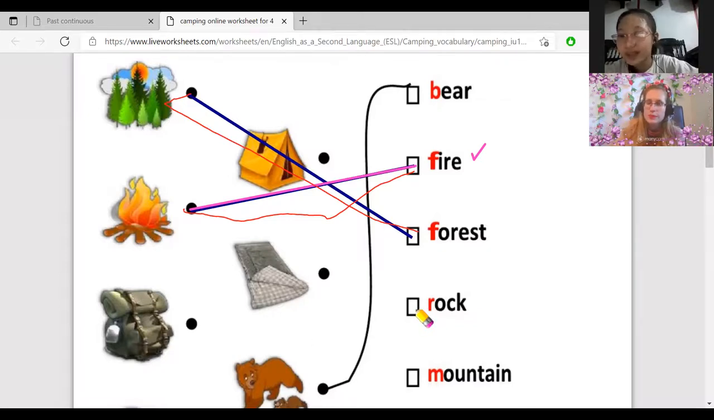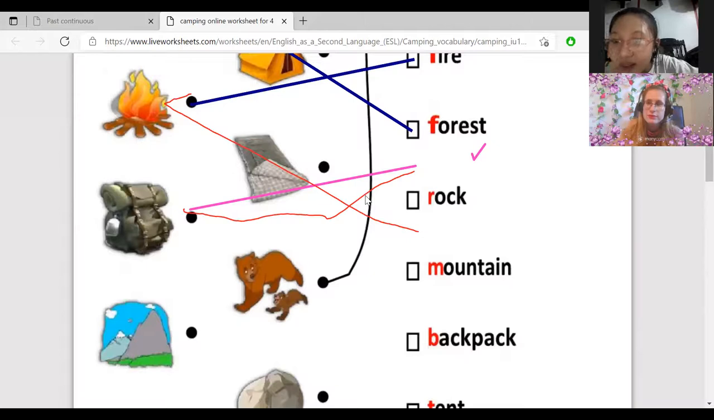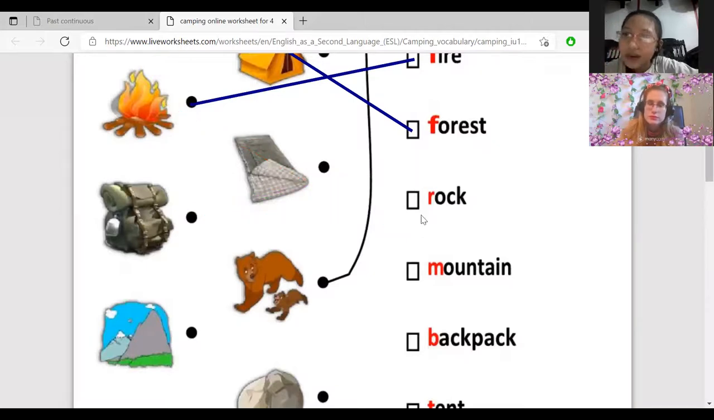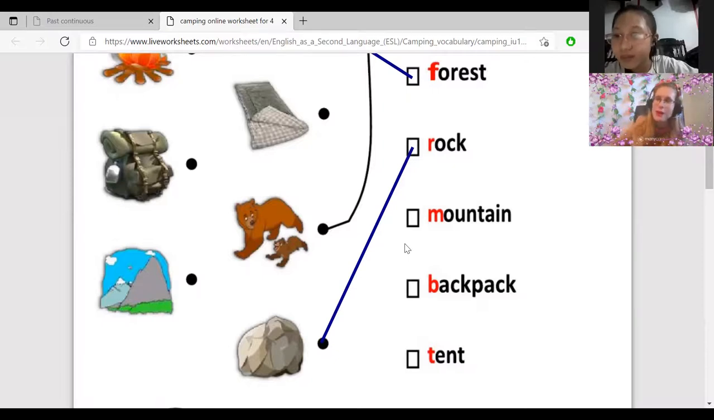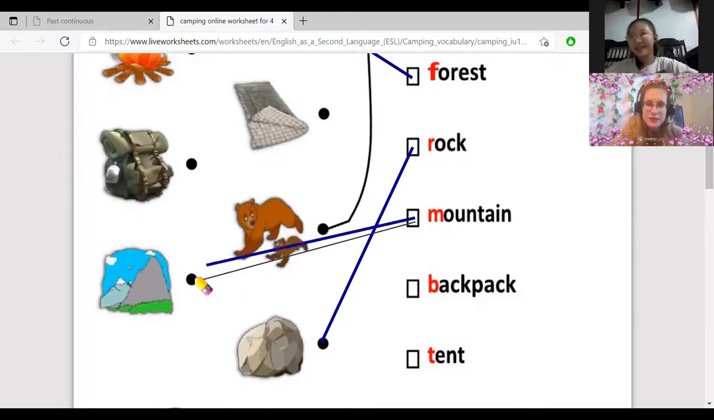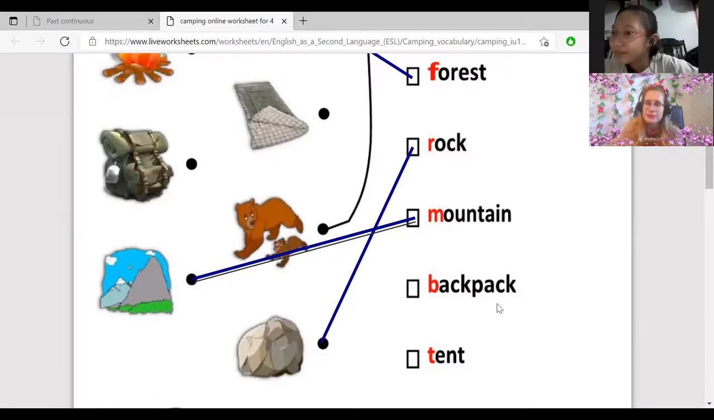Okay. Rock. Rock. Don't know. This one. Okay. Rock. Next one. Mountain. Don't say I don't know. Mountain. Easy. That's easy. Yes. Okay. Which one is mountain? Oh, good work. That's my girl, you see? Yes. Next one. Backpack. Backpack. Oh. Yes. Good work.